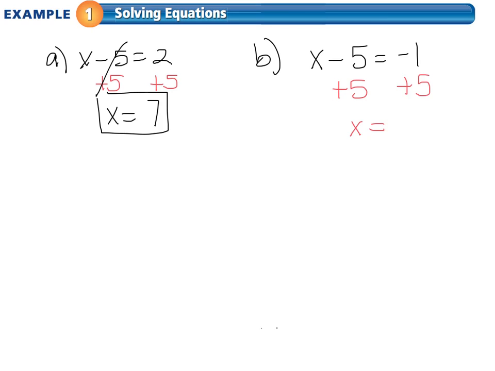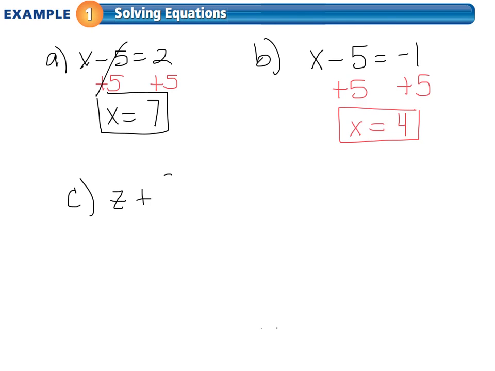x equals, and the negative 1 plus 5 is 4. Now notice what I did here. This plus 5 on both sides, and the same thing here. That's the addition property of equality. If you add the same number to both sides, you're using the addition property of equality. So now, let's do another example, because these examples are fun.